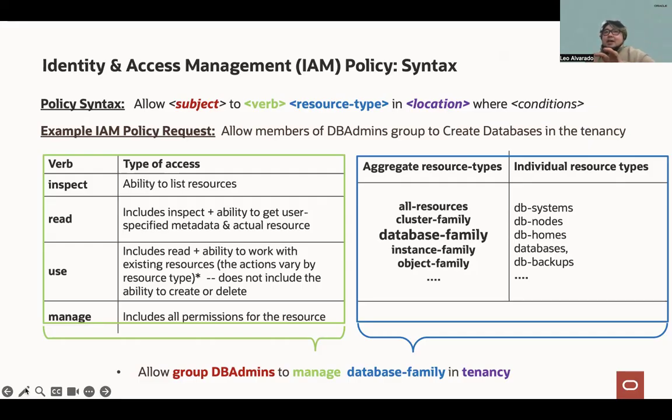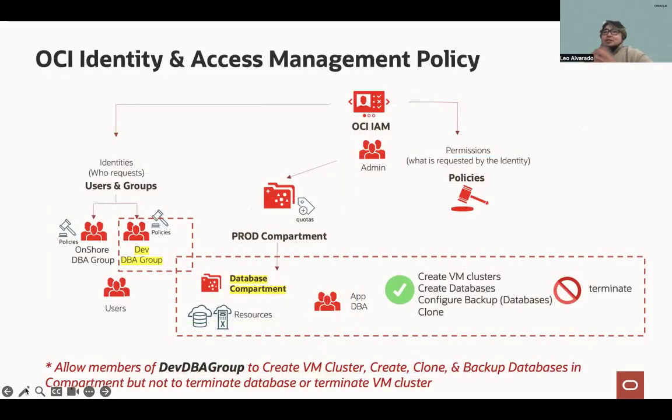And then on your policy syntax, you see there at the top, you can add where conditions for you to specify permissions and even the actual API operations for those resources. So now let's go to some of the examples. For this setup, you have your database cloud services resources in your database compartment, and then we have created a group, which is the dev DBA group.